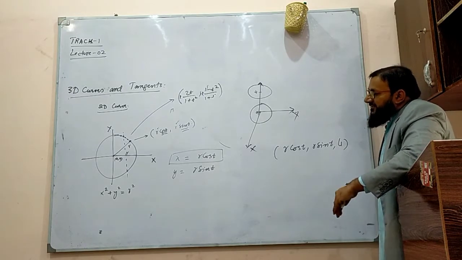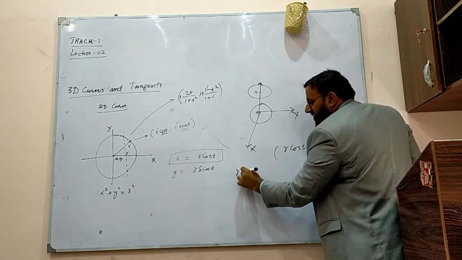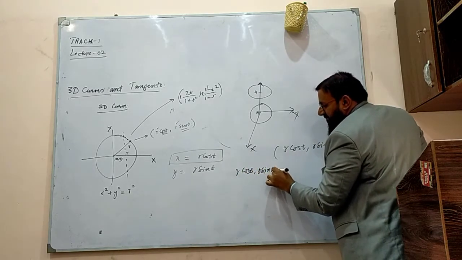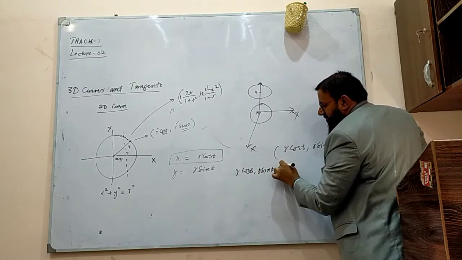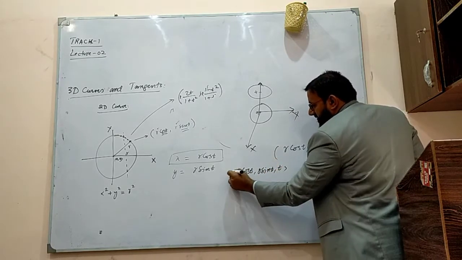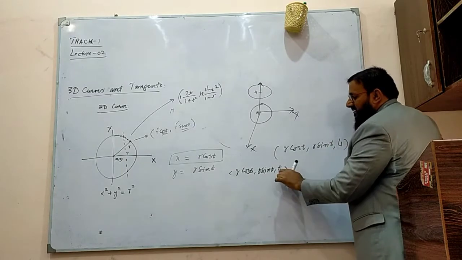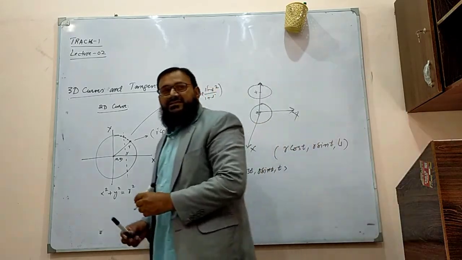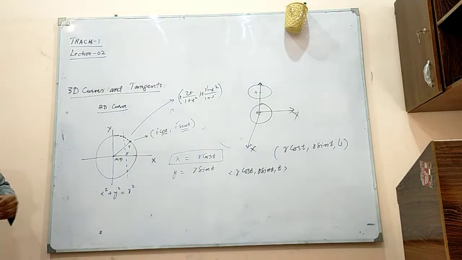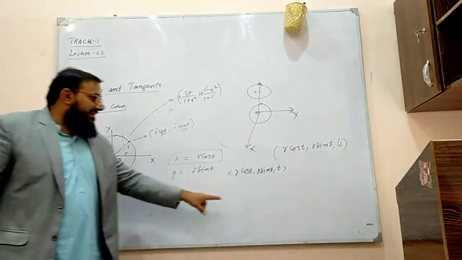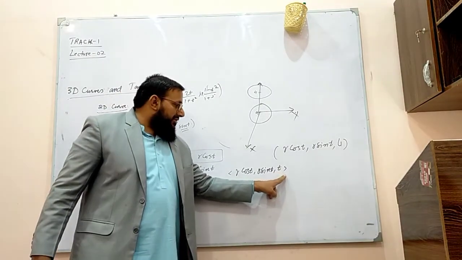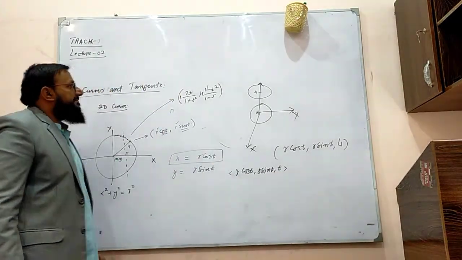But if I do this particular thing, r cos t, r sin t, and let's denote this by a vector. My third component is t. It means whenever I change the value of t or I increase the value of t, then the z component also increases. So what does this represent?